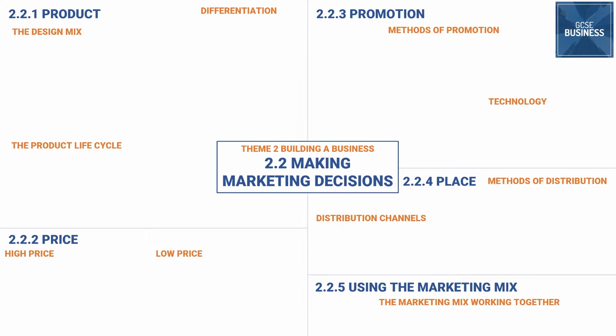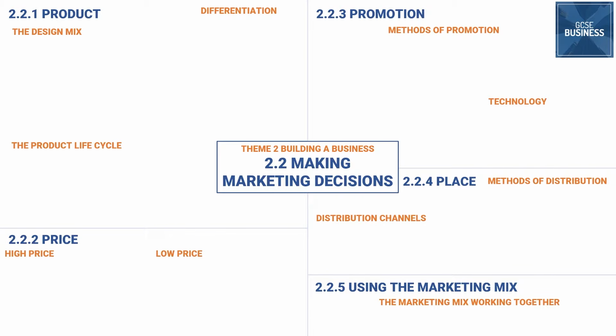Some of these are pretty short. There's not a huge amount of depth in the GCSE in some of these areas. In particular, 2.2.5, we'll probably spend no more than 15 seconds on. Product, though, there's quite a little bit to product. So we're going to talk about some of the theories involved in 2.2.1.